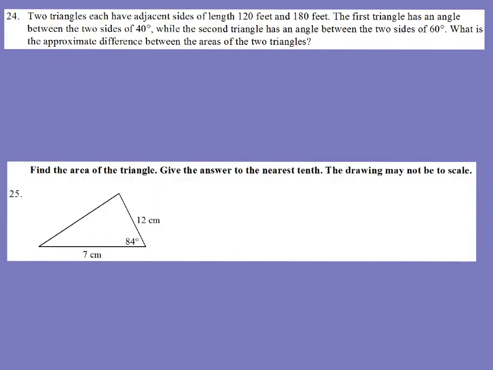Alright, last two problems. 24 says two triangles each have adjacent sides of length 120 feet and 180 feet. The first triangle has an angle between the two sides of 40 degrees, while the second triangle has an angle between the two sides of 60 degrees. Okay, so maybe we should start drawing these triangles. So it says 120 by 180. And it says the first triangle has an angle between them of 40. Then we have another one that is 60.